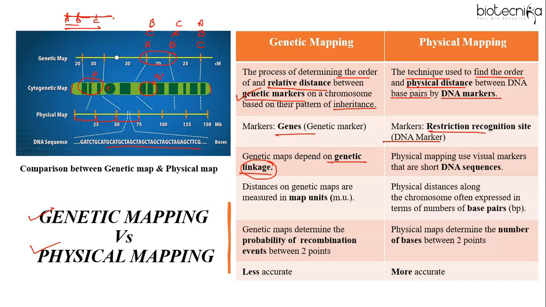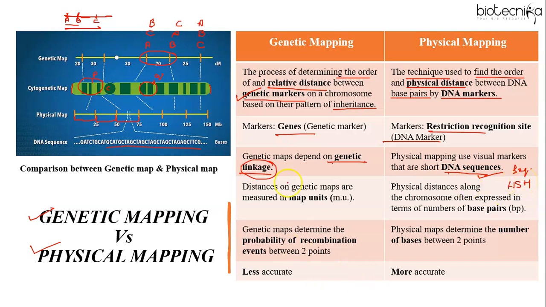Now, unlike genetic maps that rely on inheritance pattern, physical maps directly measure the physical distances between the markers. Physical mapping uses molecular techniques to identify specific DNA markers or sequences along the chromosome. Usually physical maps can be constructed using various techniques such as DNA sequencing, restriction mapping, and hybridization techniques like fluorescent in situ hybridization mapping. These methods provide precise information about the physical distances between DNA base pairs.